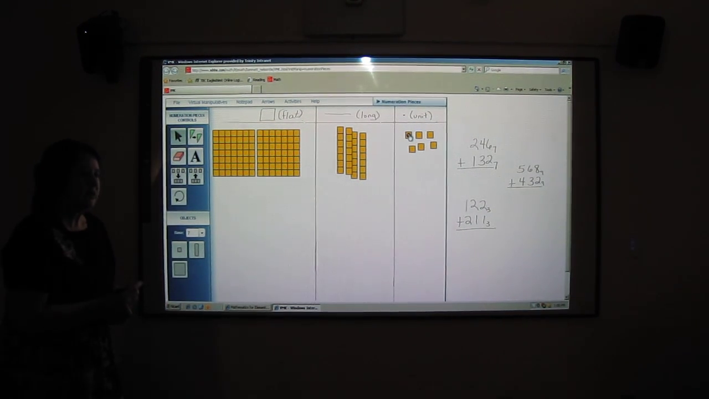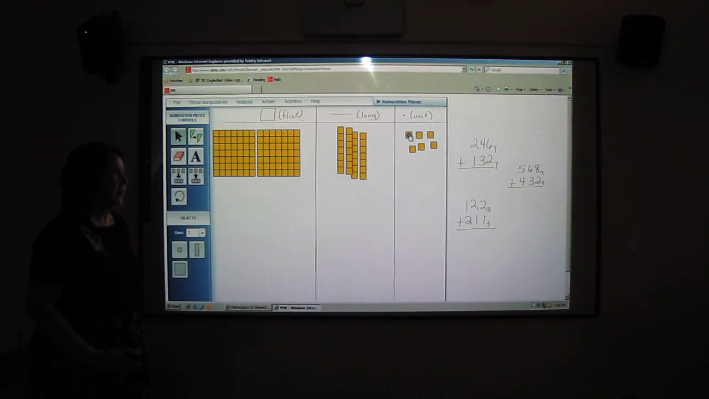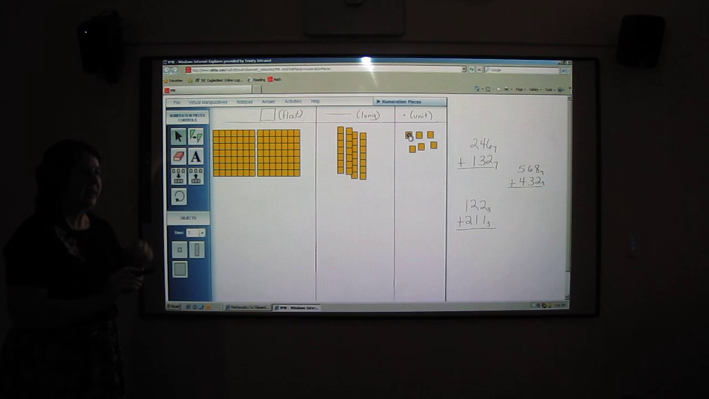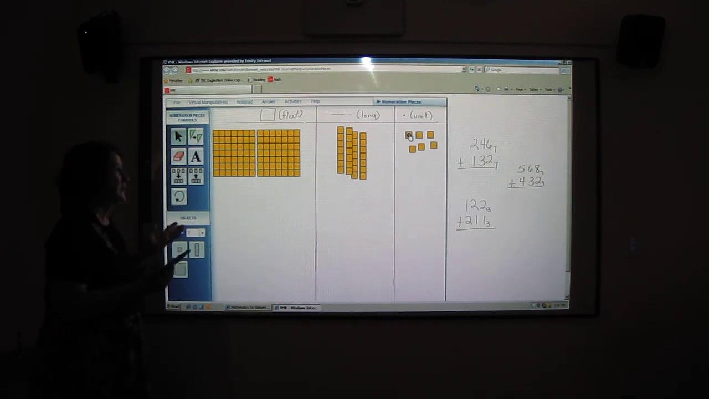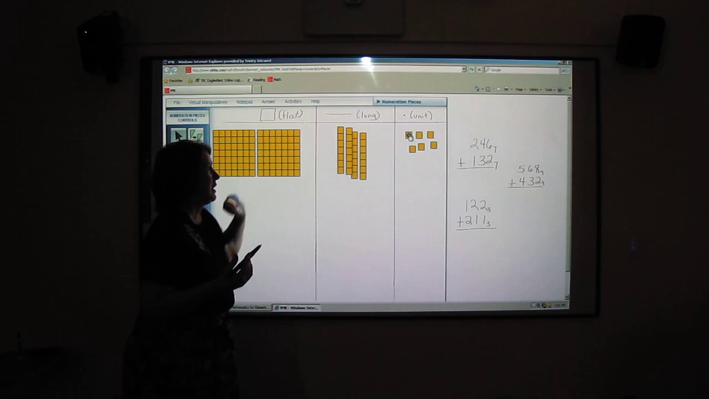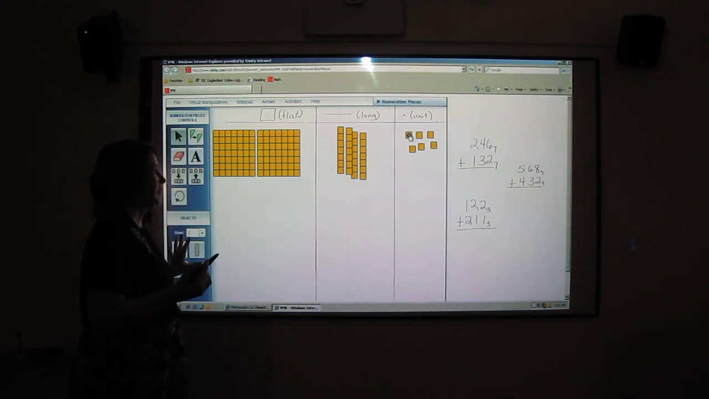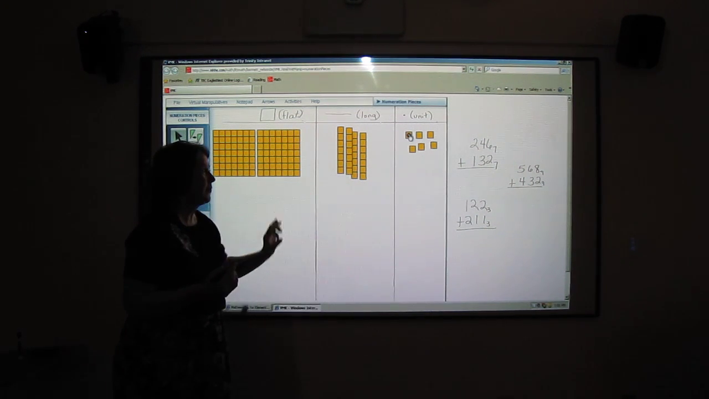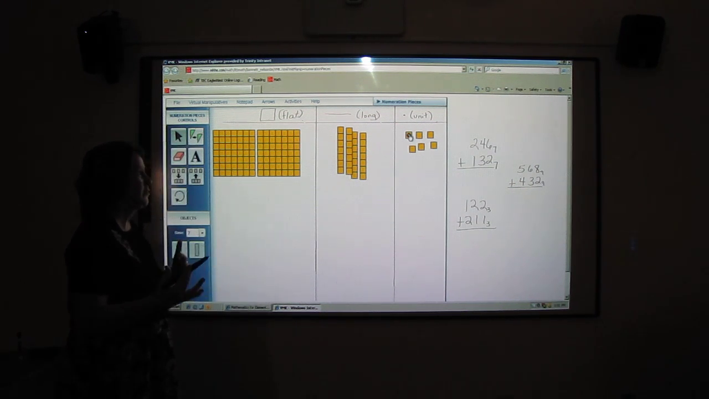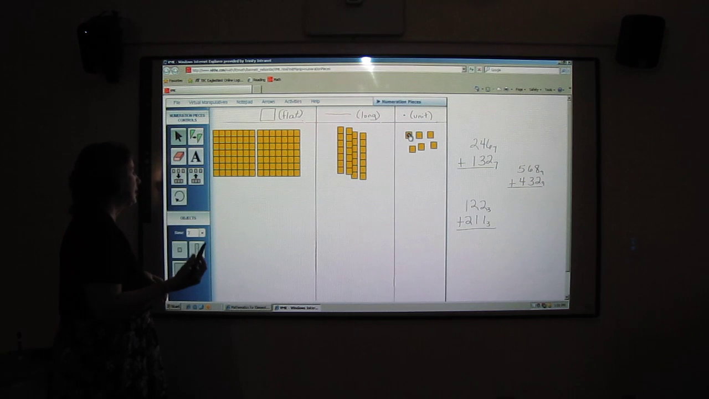Today we're going to continue talking about using different bases, but we're going to move on to adding with different bases. The concept of adding is fairly simple. You get the representation for the top number, you get the representation for the bottom number, and then you see which ones you have to combine and trade in because you have too many in a column.